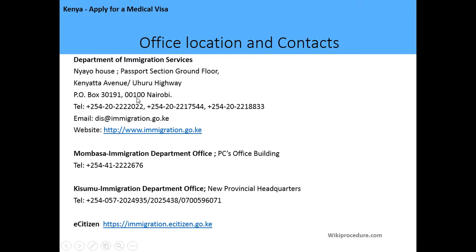The office location and contact information of the Department of Immigration Services: the headquarters is located at Nyayo House, at the passport section on the ground floor. You can visit them through their website at www.immigration.go.ke. In Mombasa, they are located at the PC's building office, and in Kisumu, they are located at the new provincial headquarters. You can also visit them at eCitizen, the online platform, at immigration.ecitizen.go.ke.